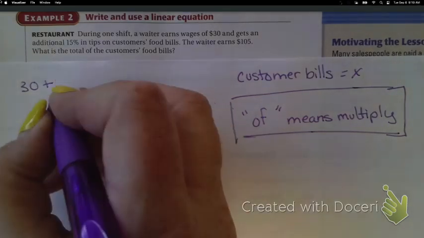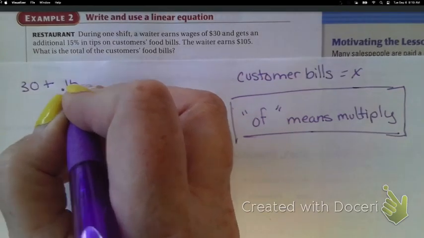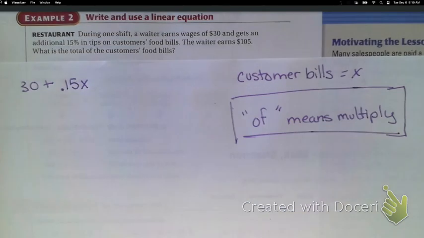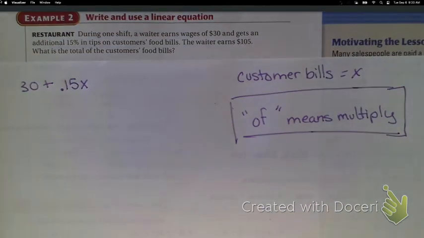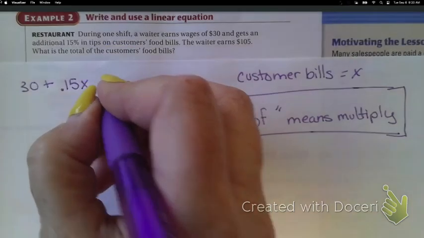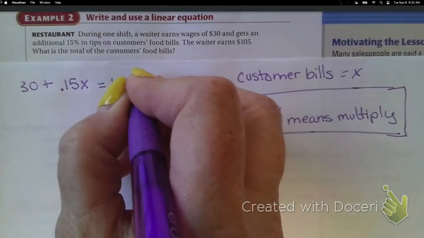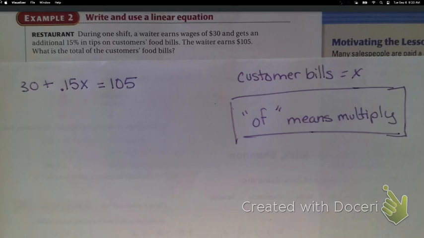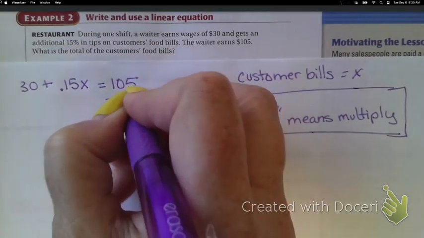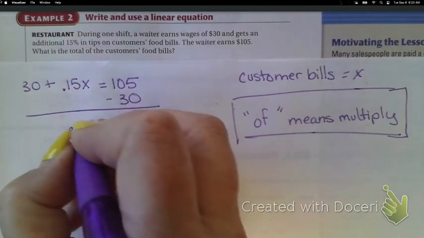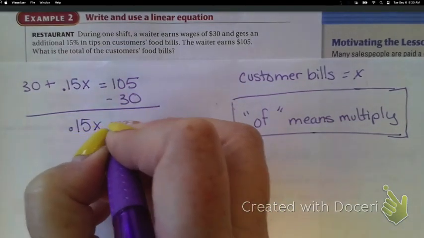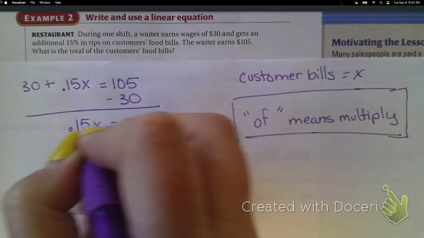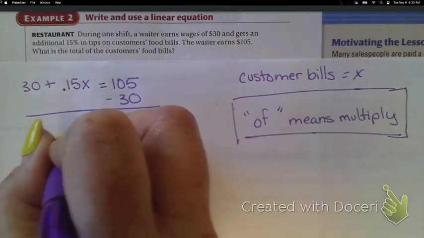So 15% is 0.15x. It equals $105, because that's what he total took home. Yes? I would agree. So would I do this problem differently than any other problem? No. Okay, so I subtract the 30, and you get 75. Yeah, I would agree with that. And then you multiply those. Well, this is divide. So divide.